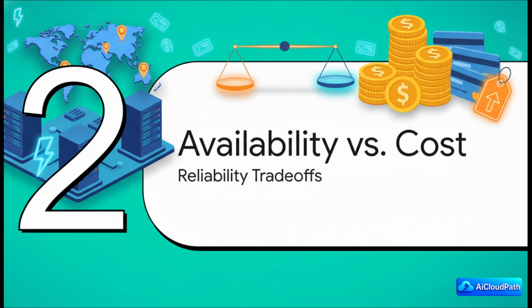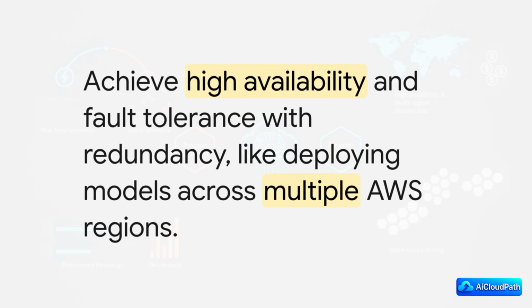All right, let's move on to our second big trade-off. It's not enough for your AI to be smart. It has to actually be there when your users need it. And this brings us to this critical balancing act between guaranteed availability and, you guessed it, the cost of that guarantee. So, how do you make sure your app is always on?